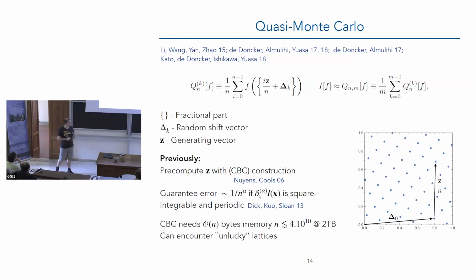The annoying thing about these lattices is that this component by component construction requires a large amount of memory. So on a 2 terabyte machine, we're limited to lattices of about this size. And you can also encounter what we call unlucky lattices. And I'll show you an example of that next.